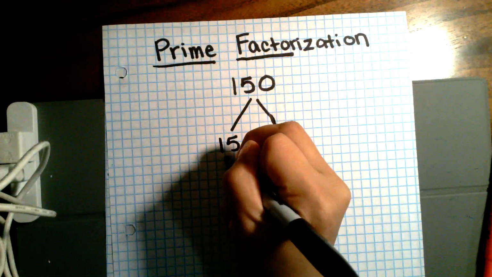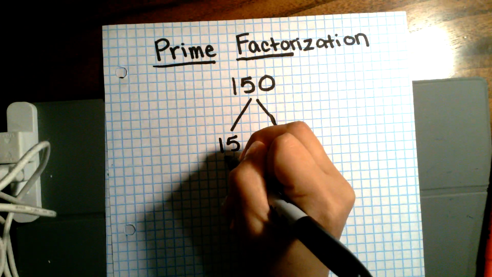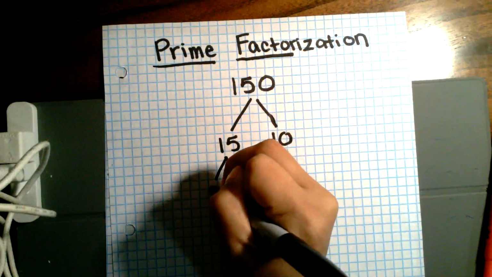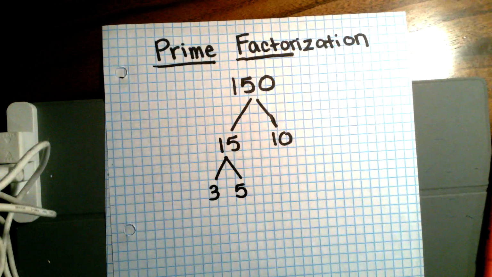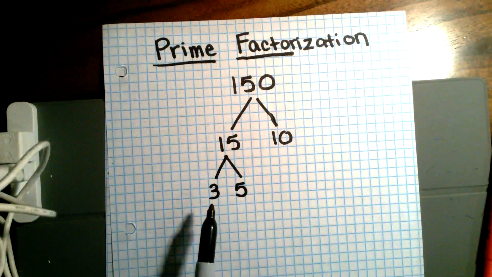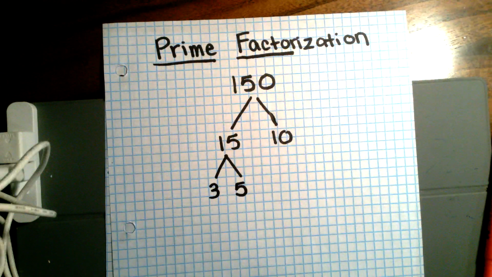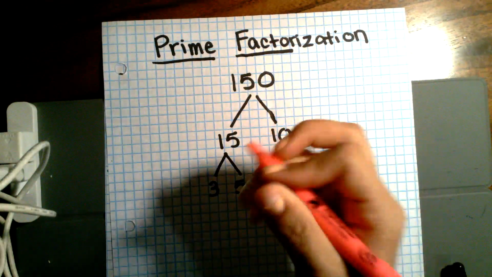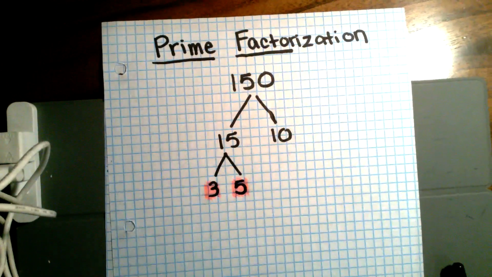So 15, what two numbers multiply and give me 15? Well, the numbers 3 and 5. Now what I notice here is I can't break down either of these numbers any further other than 1 times that number, and we don't need to do that. And that is because these are prime numbers. So those are going to stay where they are.